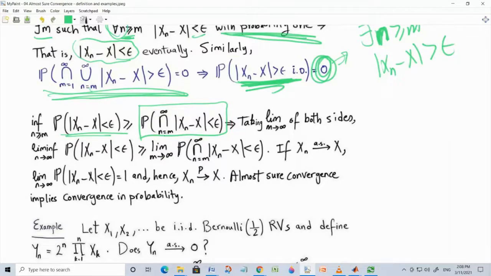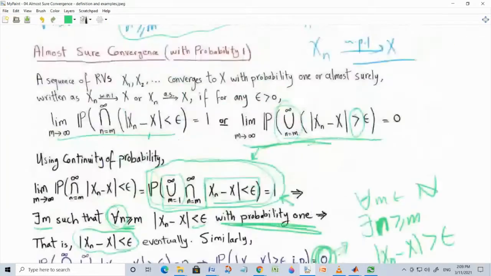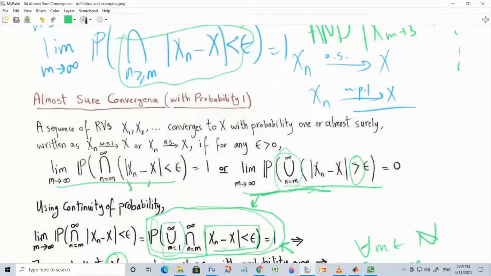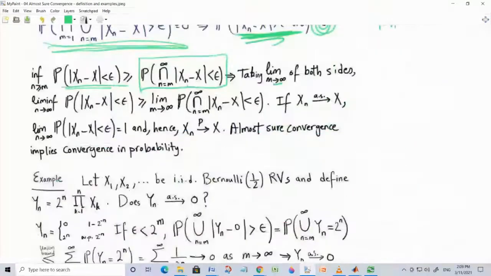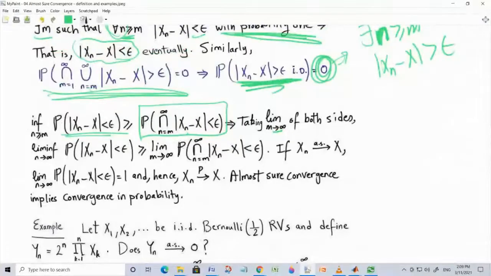Now take the limit as m goes to infinity of both sides. For the right-hand side, if you take the limit as m goes to infinity, you will get the quantity that is in the definition of almost sure convergence. What about the left-hand side? If you take the limit as m goes to infinity of the infimum over n greater than or equal to m of this probability, that's actually the definition of the limit infimum. So you have the limit infimum as n goes to infinity of this quantity.